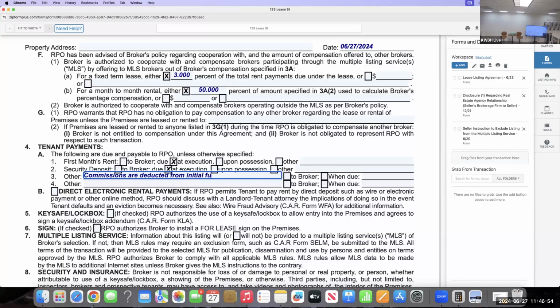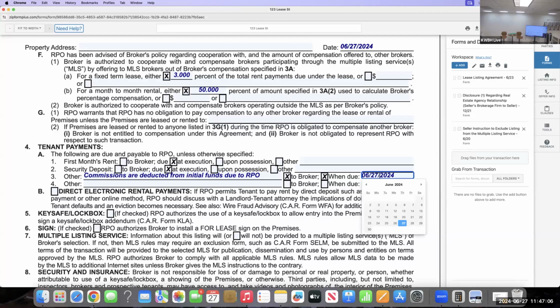Initial funds due to... Yeah. And that goes to the broker when it's due. When are they getting paid? At execution? That's when I'm getting paid. It wants me to put a date. No. At execution.